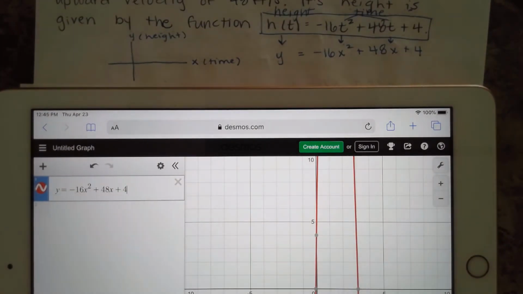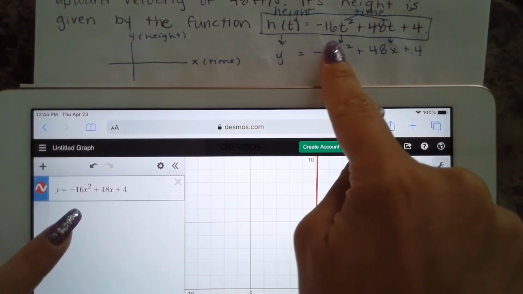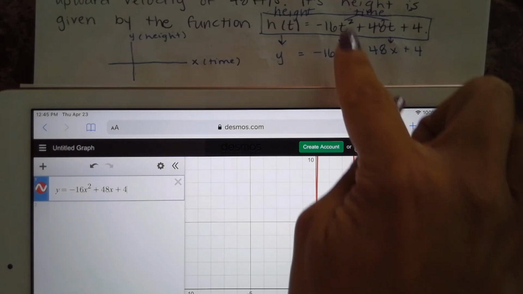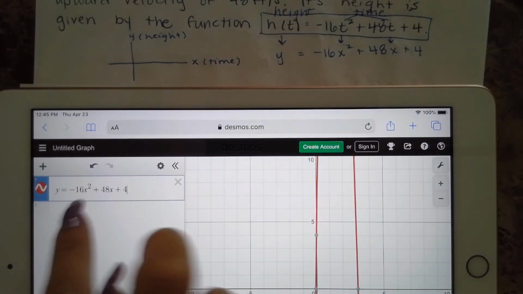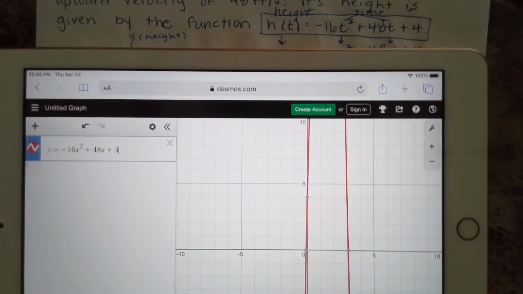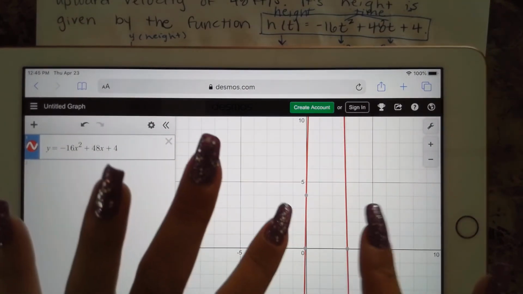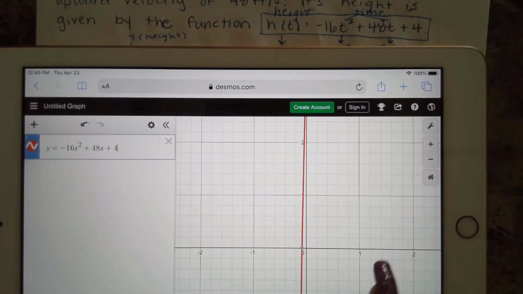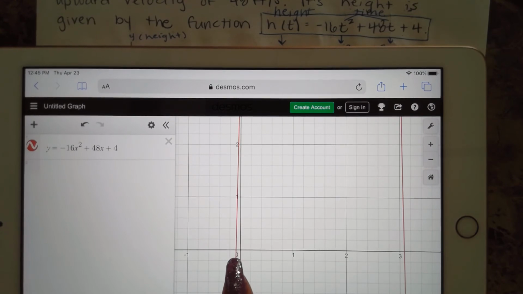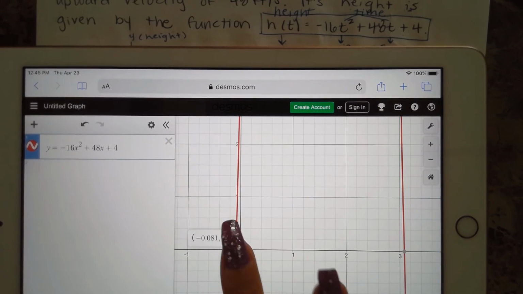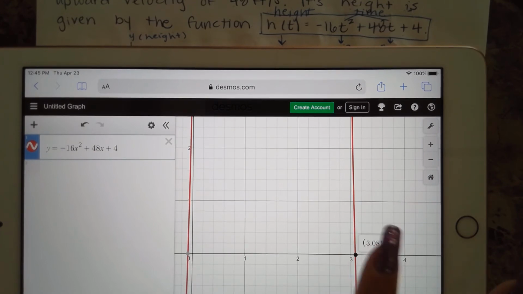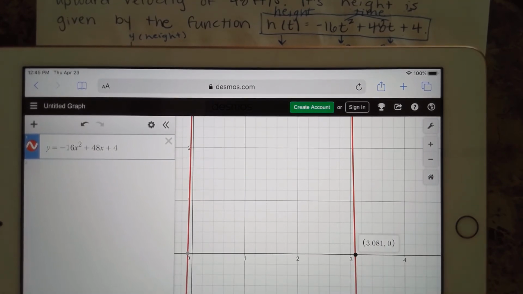Remember up here, let's just compare. Negative 16t or x squared plus 48t or x plus 4. Remember, that's why it's important to know that these letters go. So, there are y and our x, okay? So we have just graphed it. Wow, let's go ahead and zoom in. And we can zoom in by using this little plus sign. And look, here's our 0, 0. This is our starting point. Remember, this point doesn't matter right here because it's a negative. But if we look over here, and all I do is just tap that point right there.